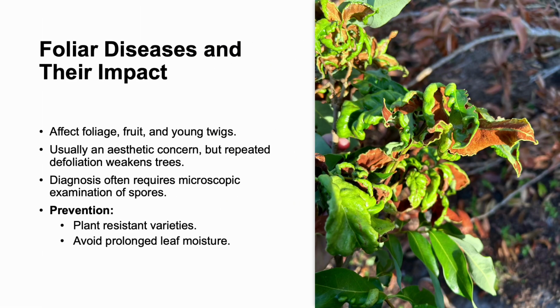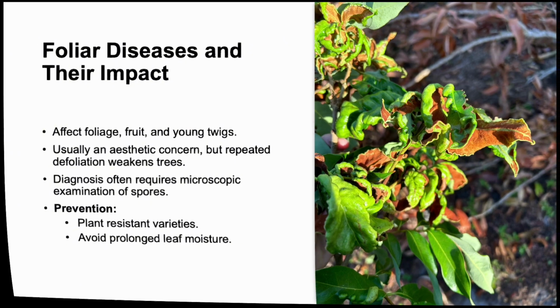Foliar diseases primarily affect leaves, fruit, and young twigs. While these diseases are often an aesthetic concern, repeated defoliation weakens trees over time, making them more vulnerable to other stresses. Accurate diagnosis often requires microscopic examination of spores. Prevention strategies include planting resistant varieties and avoiding prolonged leaf moisture, which causes favorable conditions for fungal development.